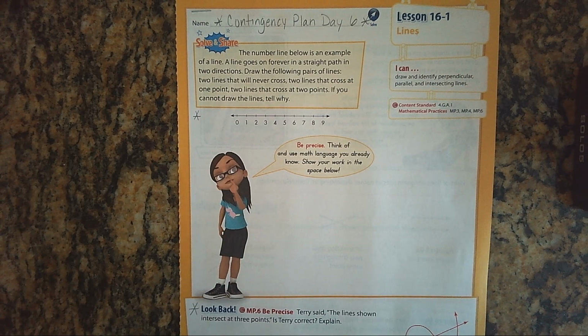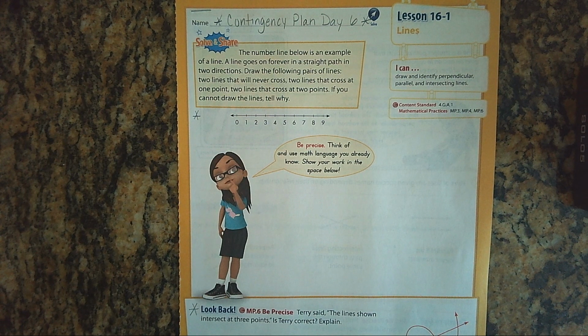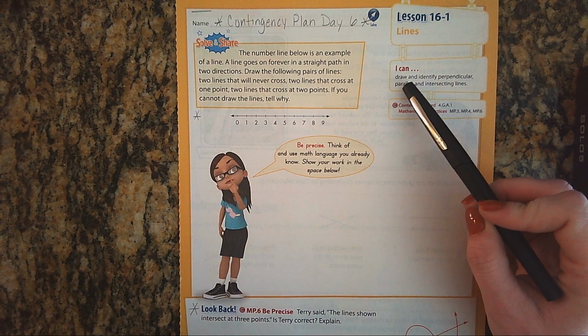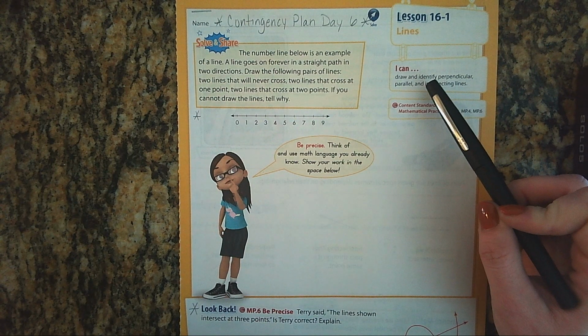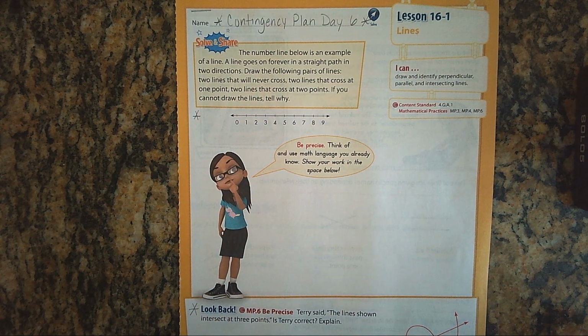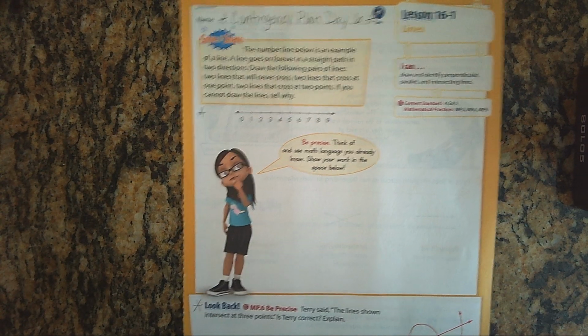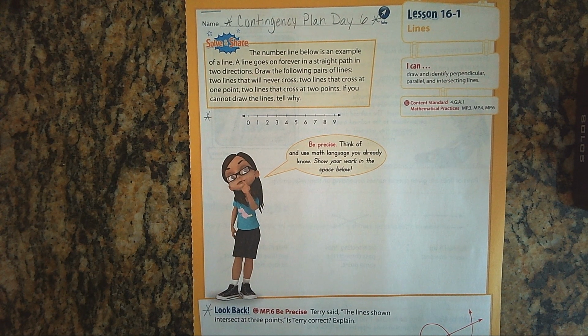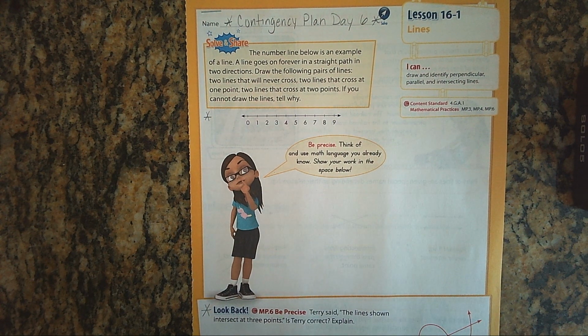So the title for lesson 16.1 is lines. Our I can statement is I can draw and identify perpendicular, parallel, and intersecting lines. So we will be drawing some of these lines and identifying, so being able to tell them apart and classify these types of lines. I will read the solve and share, and then I will pause it for you to try yourself.